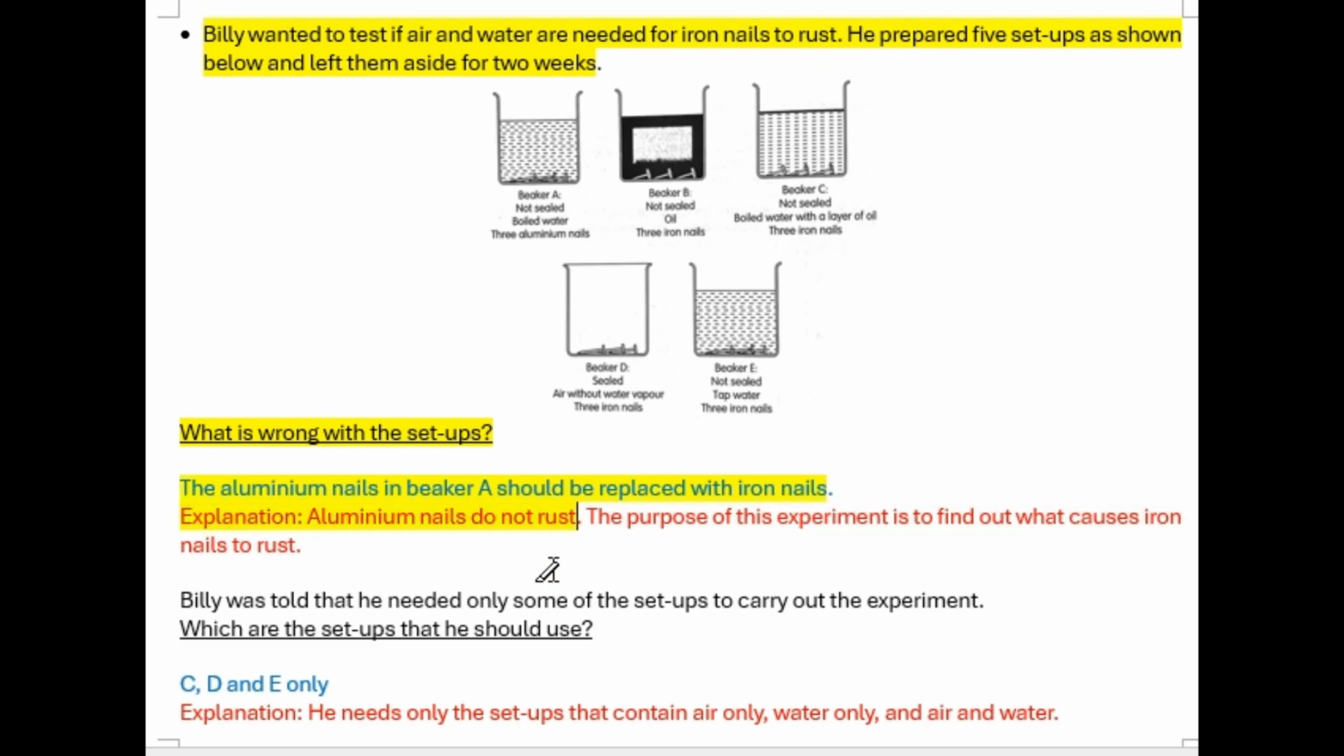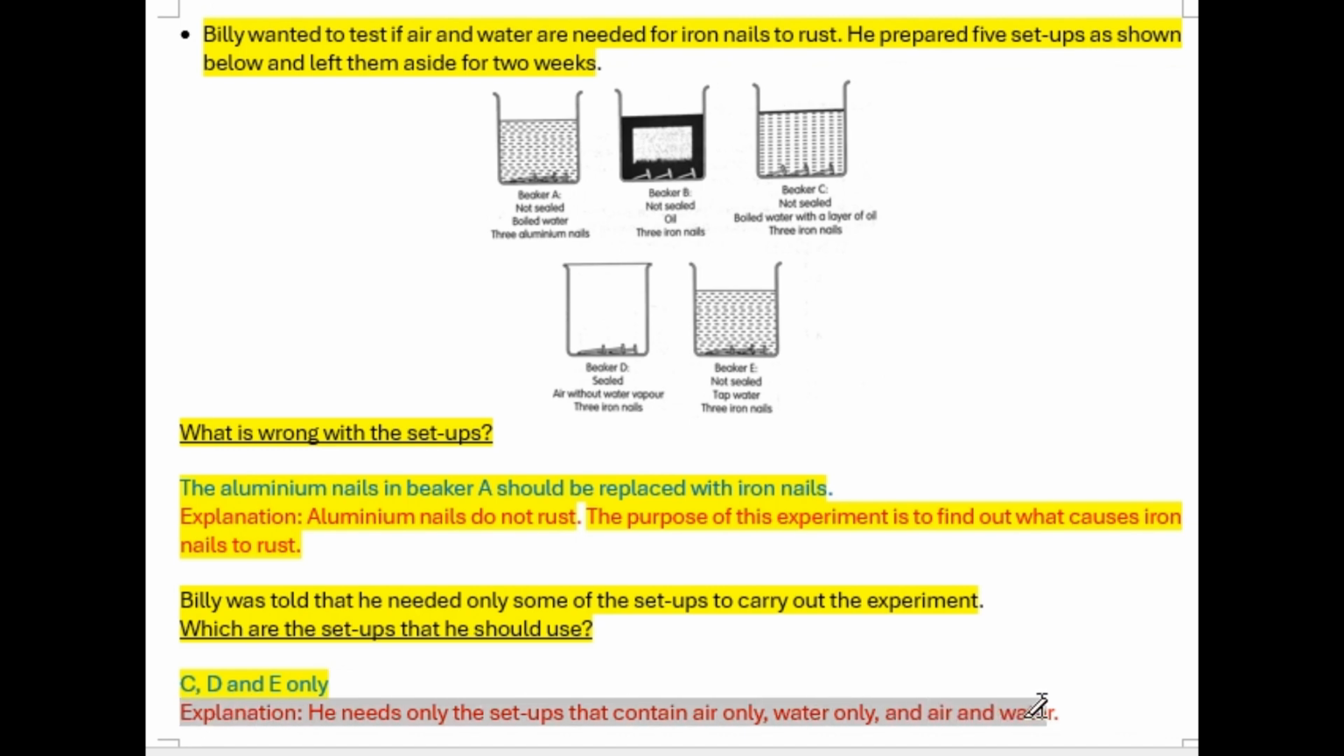The purpose of this experiment is to find out what causes iron nails to rust. Billy was told that he needed only some of the setups to carry out the experiment. Which are the setups that he should use? C, D, and E only. Explanation: he needs only the setups that contain air only, water only, and air and water.